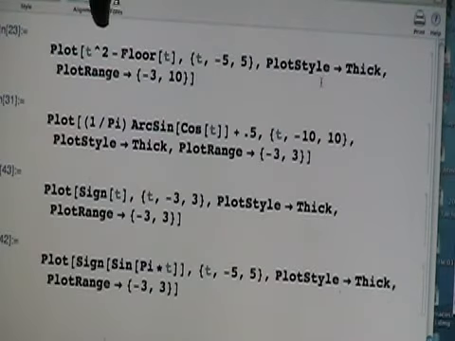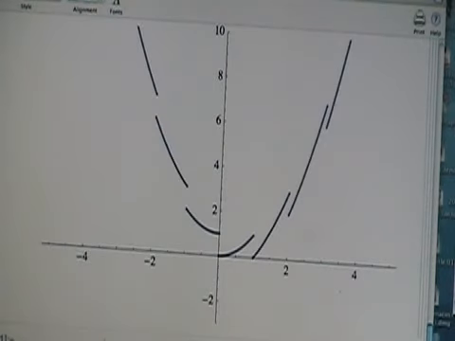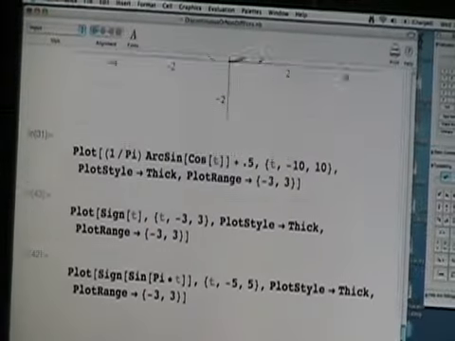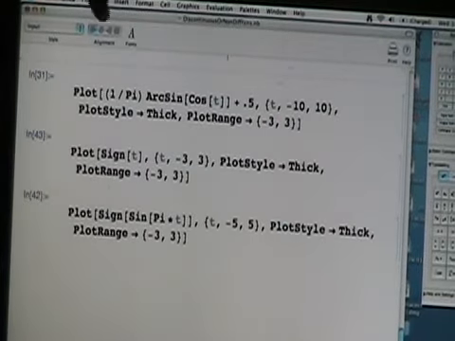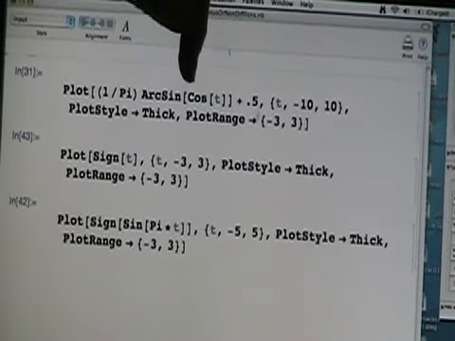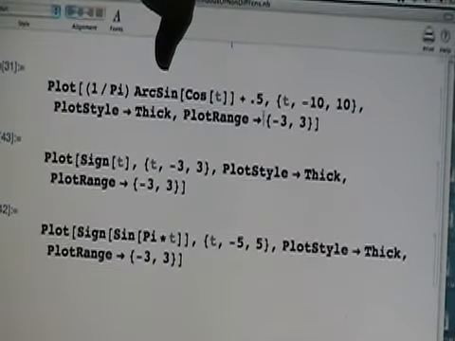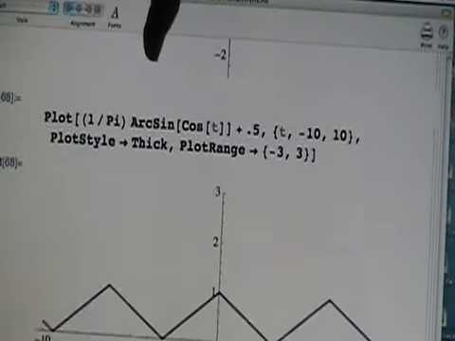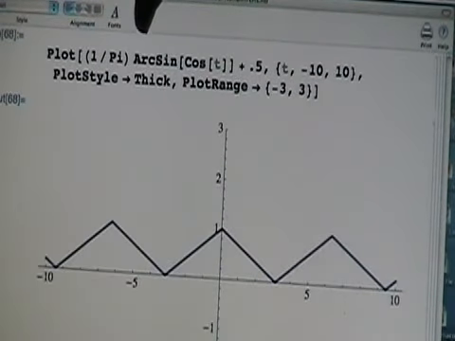Subtract the floor function from t squared. You can do something like that. That's pretty wild. And some other interesting things you can do if you combine arcsine with cosine, or vice versa, arccosine with sine, you can get this kind of sawtooth wave. That's called the triangular wave.